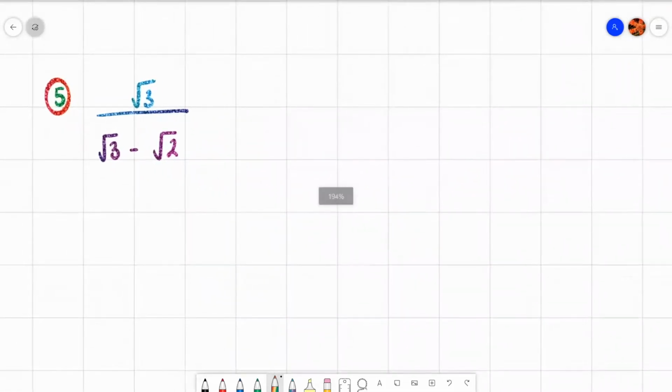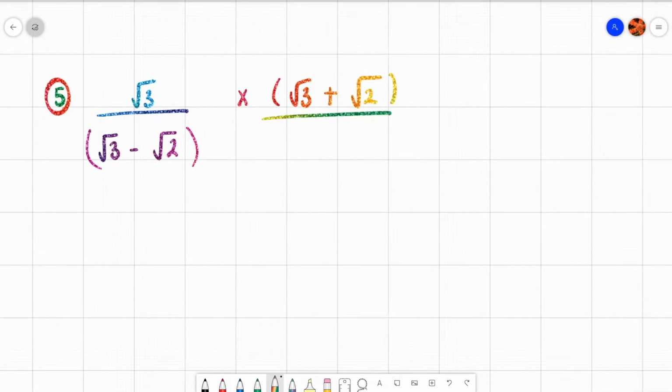Okay, so again, we've got a minus at the bottom, so that's all together. So I'm going to put a bracket around that straight away. So we want to get rid of the surds at the bottom, so we times the top and bottom by exactly the same thing, but you change the sign, so the minus becomes a plus.